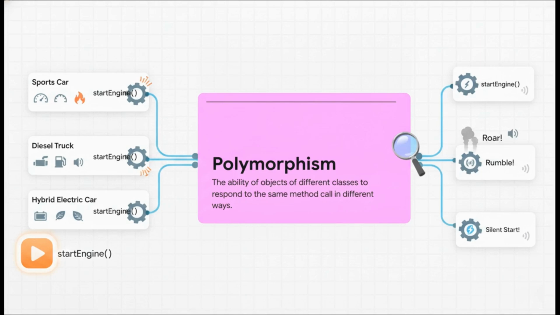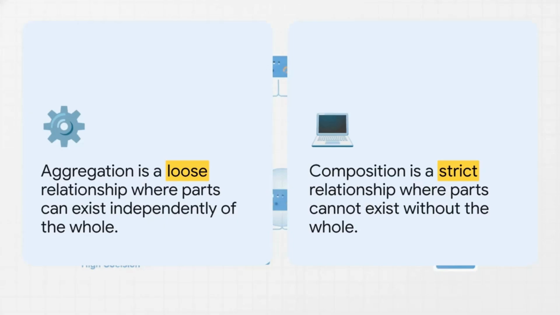Nope, because of polymorphism, we just issue the command once. The sports car roars to life, the diesel truck rumbles, and the hybrid silently engages its battery. Each object intrinsically knows its own type and executes that command perfectly. Now, objects rarely work entirely alone, right? They interact through different relationship strengths.